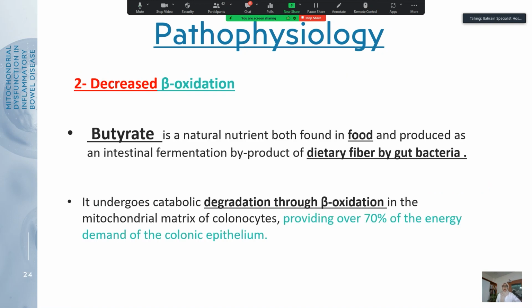The second thing is the beta oxidation process. This beta oxidation process is used for degradation of butyrate. Butyrate is a natural nutrient found in food and produced by intestinal fermentation of dietary fibers by the gut bacteria. It is important, providing over 70% of the energy needed by the colonic epithelium. If this beta oxidation process is decreased or affected because of mitochondrial dysfunction, it will affect the energy supplied to the epithelium to function normally.